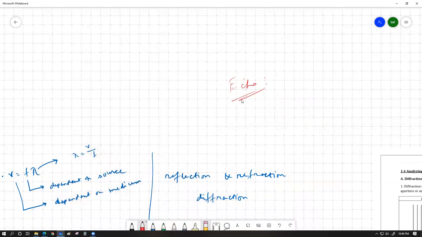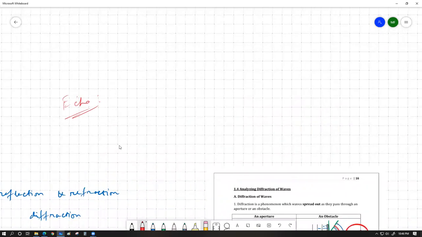So the idea for echo is pretty simple. Echo can be used in a lot of different ways. The key idea is that whenever we make a sound and hear its reflection, that's what we call an echo. So basically the reflection of a sound is called an echo. This is just a name for the reflection of a sound.